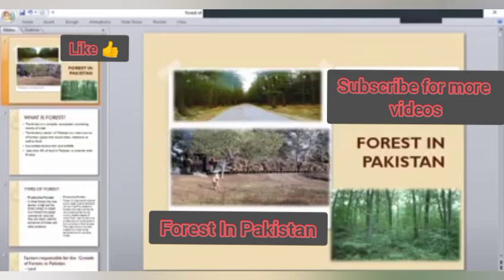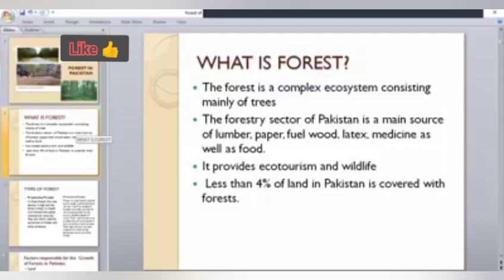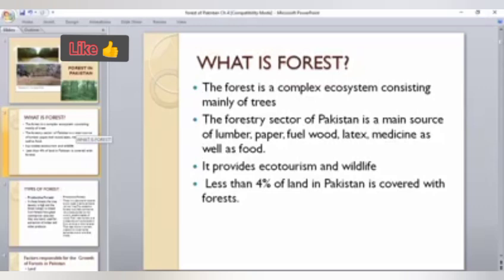Today we revise the topic: the forests of Pakistan. What is a forest? A forest is a complex ecosystem consisting mainly of trees. The forestry sector of Pakistan is the main source of lumber, paper, fuel wood, latex, medicines, as well as food. It provides ecotourism and wildlife. Less than 4% of land in Pakistan is covered with forest.